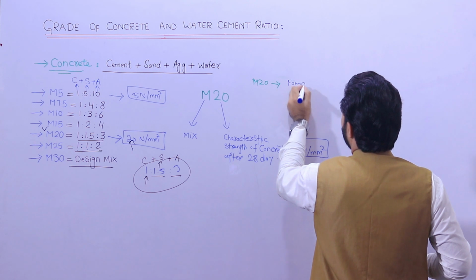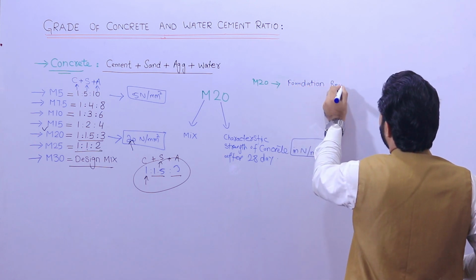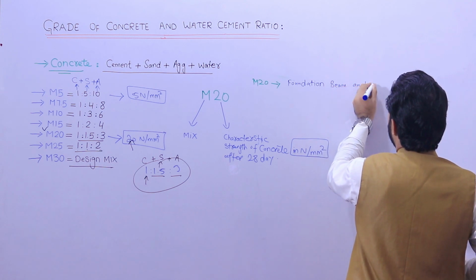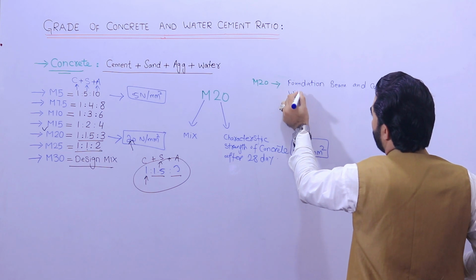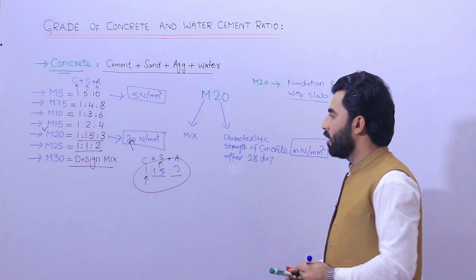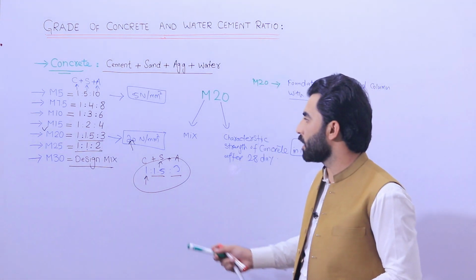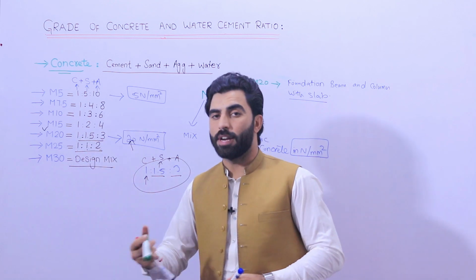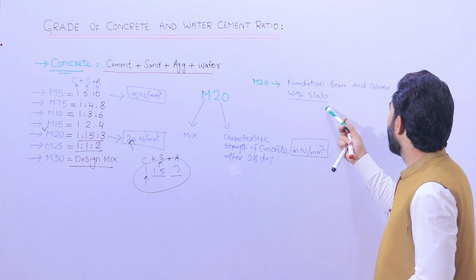Foundation, beam, and column with slab. By myself, when I'm doing construction for my clients, I'm taking M20, 1:1.5:3. Okay, so this is my ratio for foundation, beam, and column with slab.